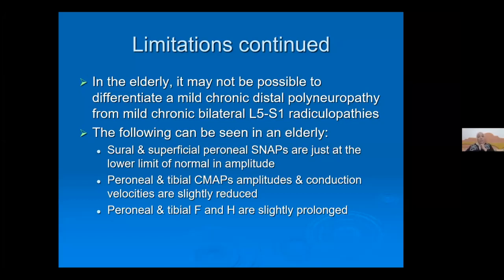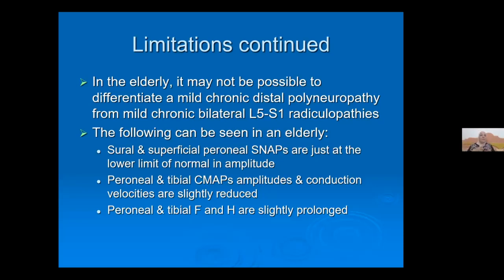Peroneal and tibial compound muscle potential amplitudes and conduction velocity are slightly reduced in normal people above a certain age, and peroneal and tibial F and H are slightly prolonged. Anyway, we said that we will mainly depend on the EMG for localization. So these abnormalities in an elderly patient shall not make me diagnose something different and exclude radiculopathy. It still can be radiculopathy.